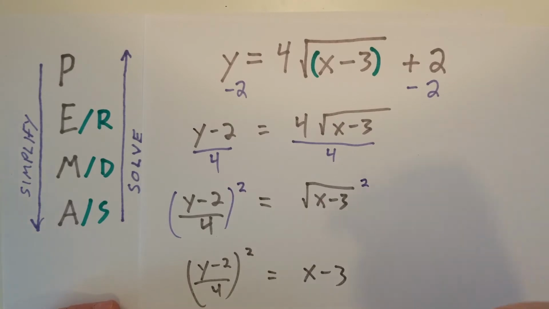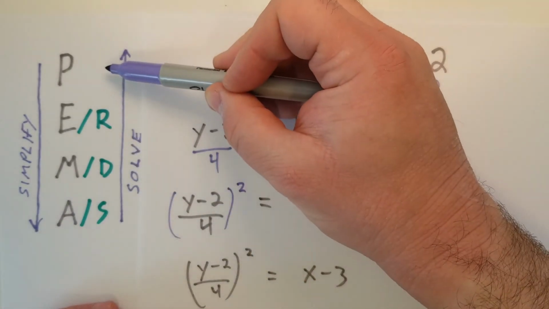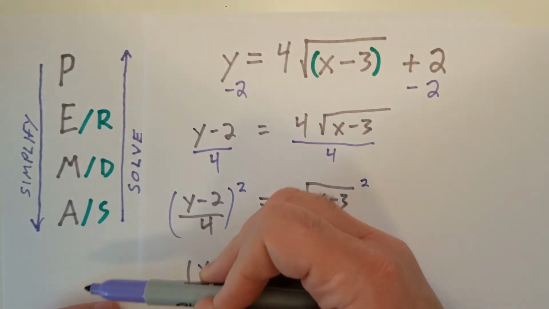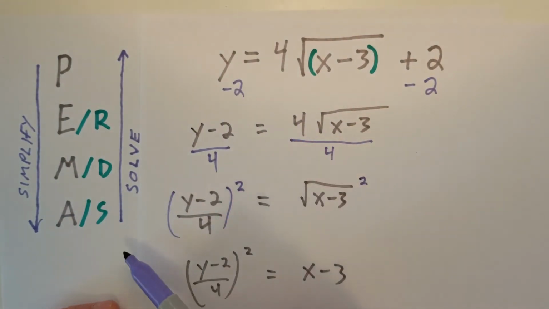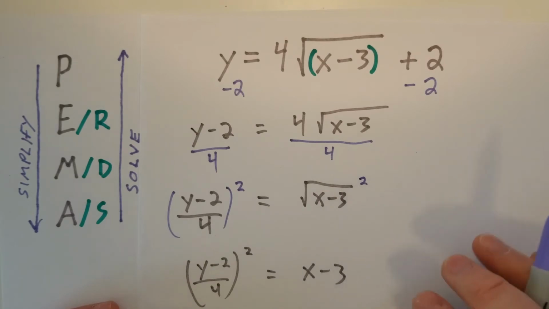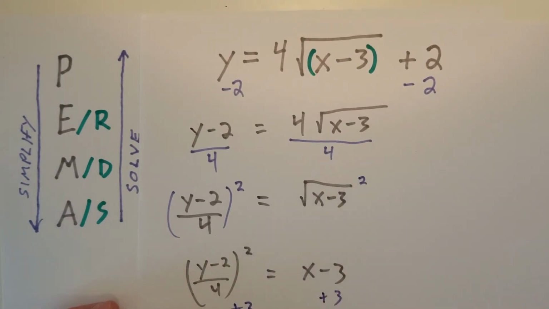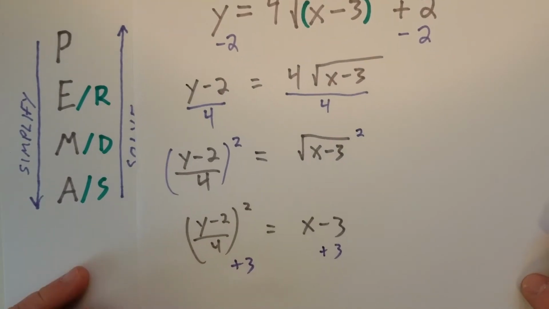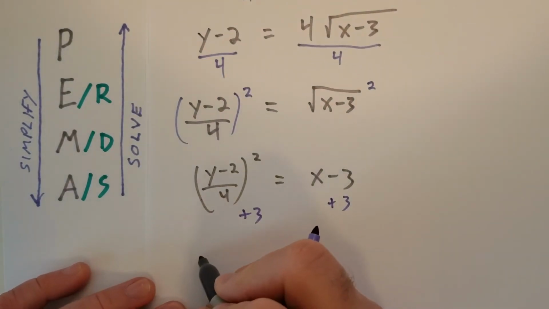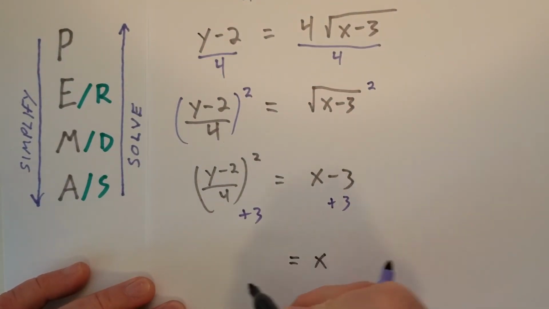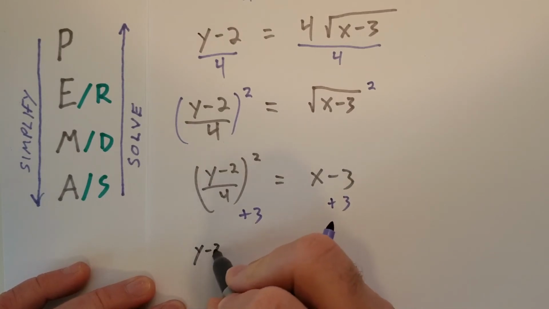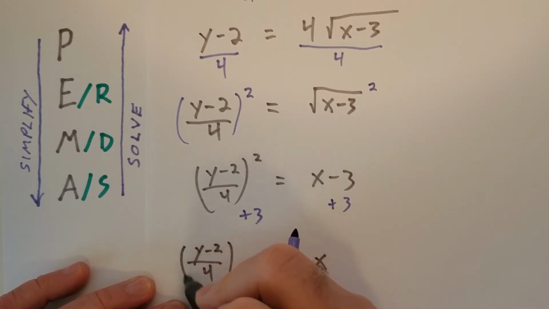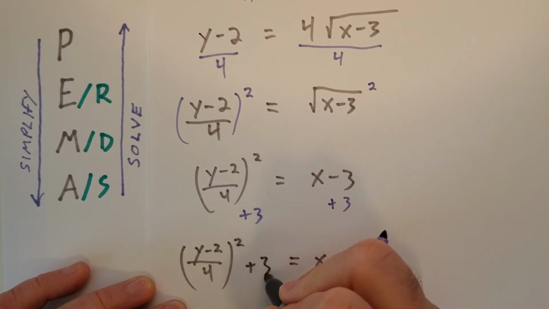And now this grouping opens up. So now we can ask ourselves, once we open up the parentheses, is there any addition or subtraction left? And there is addition or subtraction here. So the final answer for this, x equals, is y minus 2 over 4 squared plus 3.